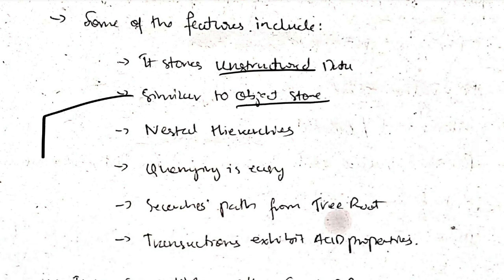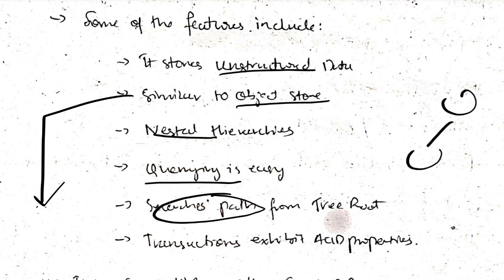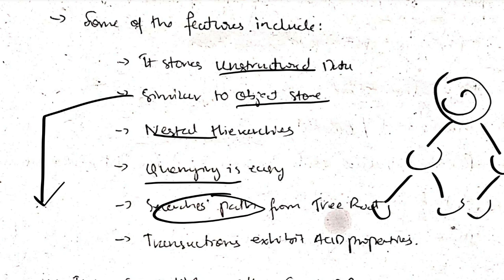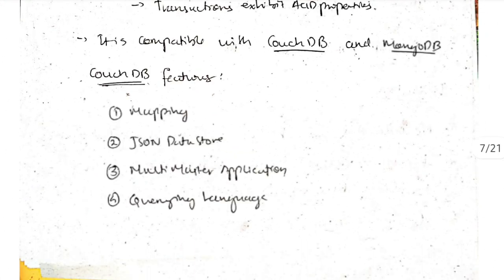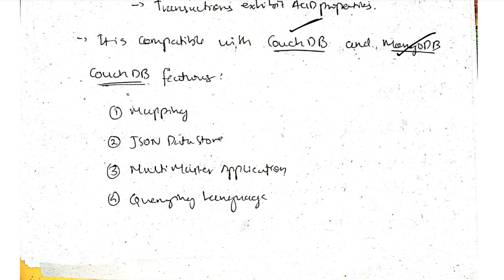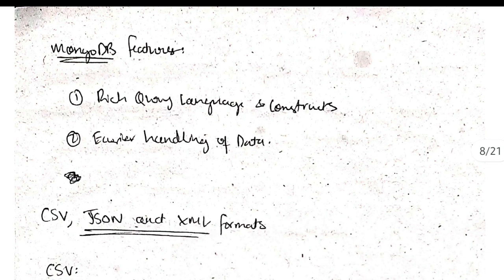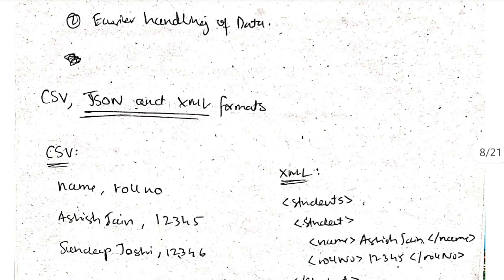We'll be learning object store in the upcoming topic. It uses nested hierarchies and querying is easy. It searches the path in the form of a tree. The documents are stored in the form of a tree data structure. From the root it starts, and the transactions exhibit ACID properties. There are two compatibilities with the document store: CouchDB and MongoDB. The features are mapping, JSON data store, multi-master application, and a querying language for CouchDB. And MongoDB has two features: rich query language and easier handling of data.